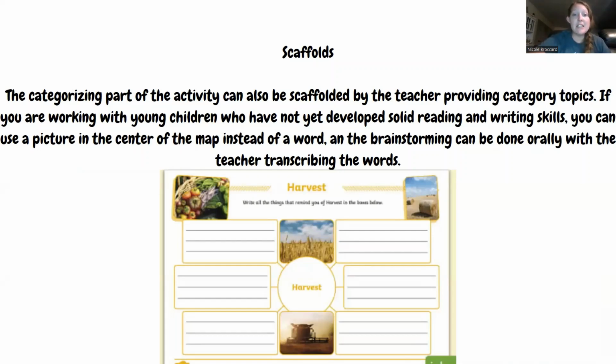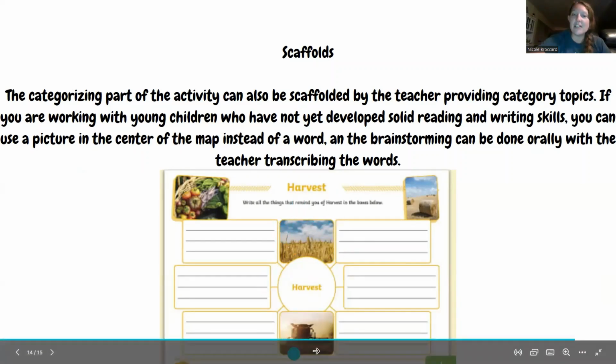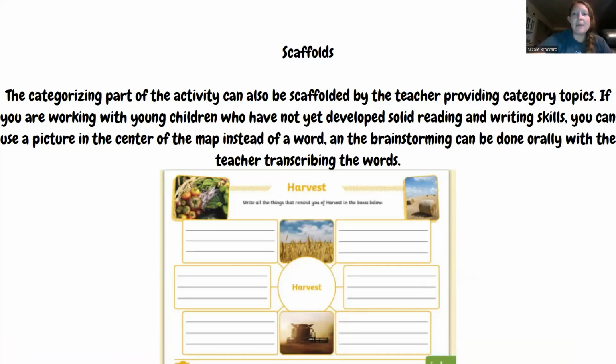If you're working with young children who have not yet developed solid reading and writing skills, it could be beneficial to include photographs or pictures in the center of the map instead of using a word, or maybe with the word as well. And the brainstorming can be done orally, with the teacher transcribing the words and projecting it onto the board, and students can still write this down to help reinforce that skill.